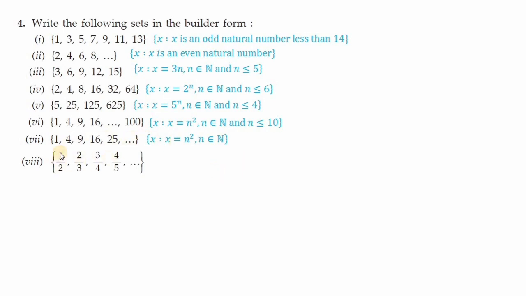Okay, we have this is 1 by 2, 2 by 3, 3 by 4, 4 by 5. So basically if you see here, the denominator is 1 more than the numerator. So it is written as x equals n by n plus 1. The denominator is 1 more. And what is n? n is a natural number. The starting number is 1, then 2, 3, 4. So n is a natural number here. Okay, fine.